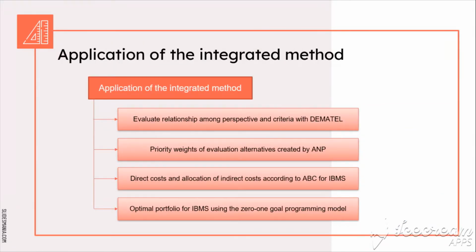The final work is the application of the integrated method. This work has four stages. It starts with evaluating the relationship among perspectives and criteria with DEMATEL. Next is the priority weight of evaluation alternatives created by ANP. And the third stage, direct cost and allocation of indirect costs according to ABC for IBMS. And then, last but not least, the optimal portfolio for IBMS using the 0-1 goal programming model. At the end of the work, the integrated MCDM model can fully utilize the available resources of the organization and also determine an optimal investment portfolio for implementing IoT-oriented IBMS strategies.